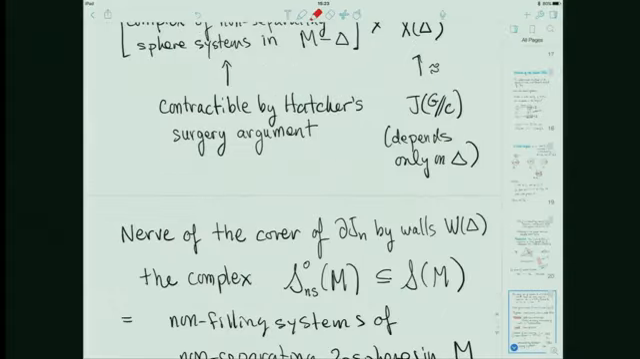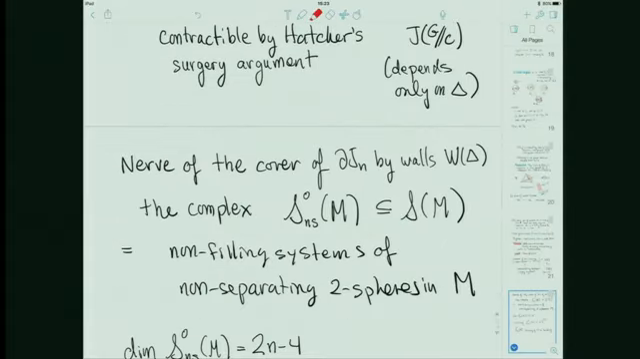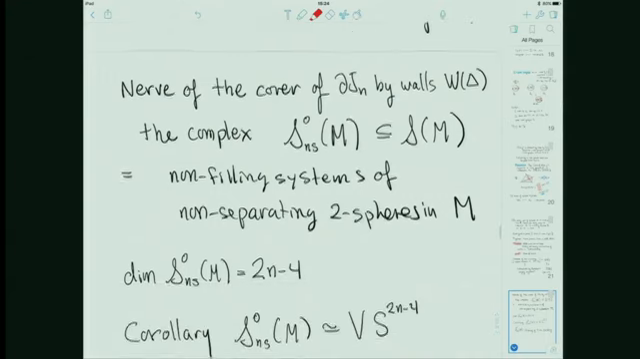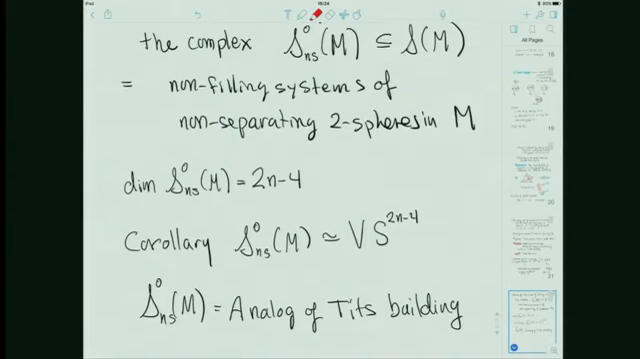So the nerve of this cover, I get one of these for every set of spheres that doesn't fill my handlebody. The dimension of this is 2n minus 4, and the fact that it's highly connected at infinity means that it's 2n minus 5 connected. So actually, this is homotopically equivalent to a wedge of spheres. So it's kind of the analog of the Tits building.